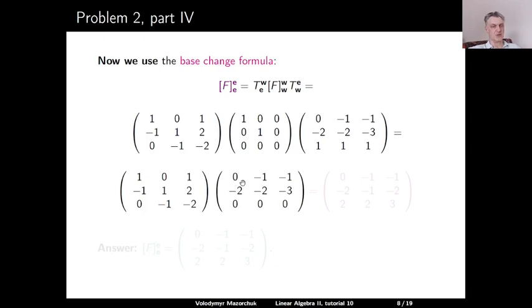the third matrix. So 0, minus 1, minus 1, minus 2, minus 2, minus 3, 0, 0, 0. Now we multiply these two matrices, and here we get just the first row, 0, minus 1, minus 2. Here we get row 2 minus row 1, which is minus 2, minus 1, minus 2. And finally, minus row 2, 2, 2, 3. And here is our answer.